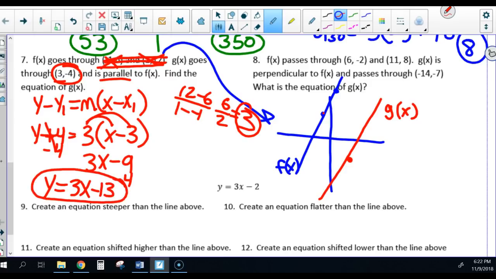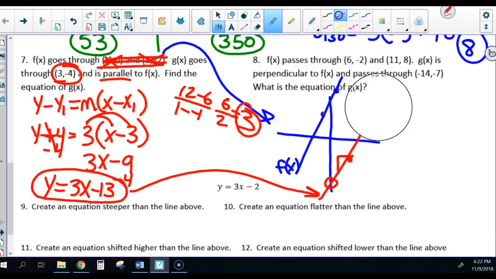The reason I wanted to sketch out this graph over here is because I wanted to check and see that that equation sounds reasonable. A positive 3 slope, that looks to be up 3 over 1, that could be right. Minus 13 as a y-intercept, well, it's way down low on the y-axis, so that looks like it is reasonable. I'm going to assume that everything is correct. So I'll leave that answer there.